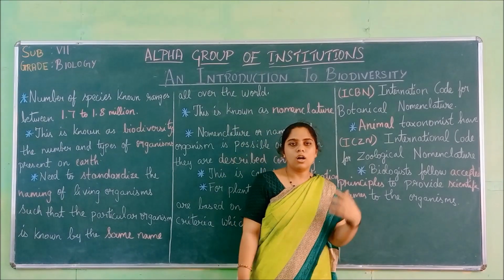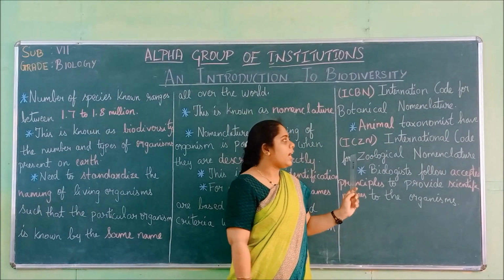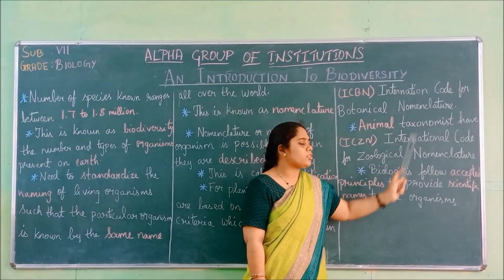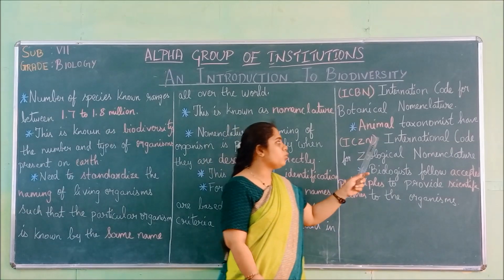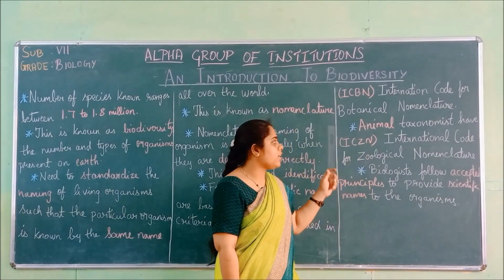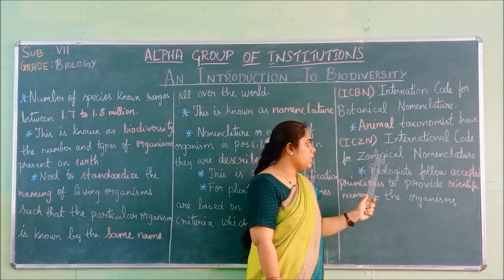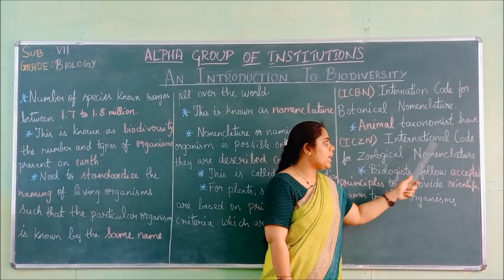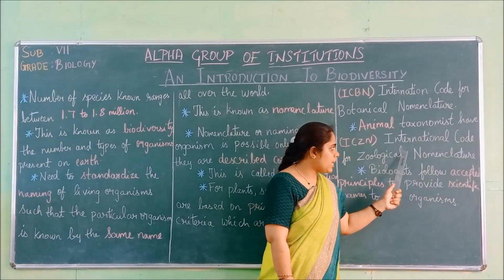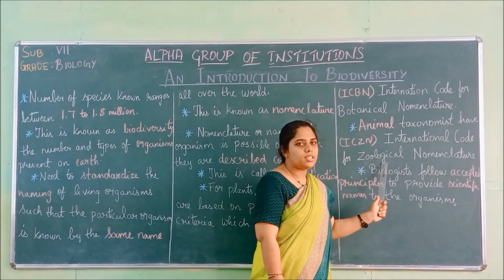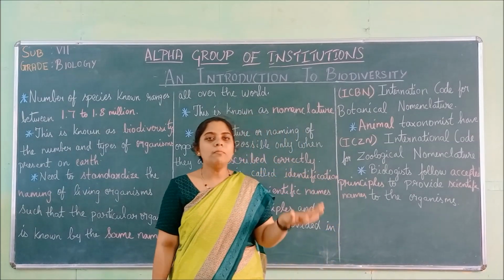So what about animals? Who does the naming for animals? It is done by ICZN. ICZN means International Code for Zoological Nomenclature. Zoological means animals. So these are the two organizations that name the plants and animals.